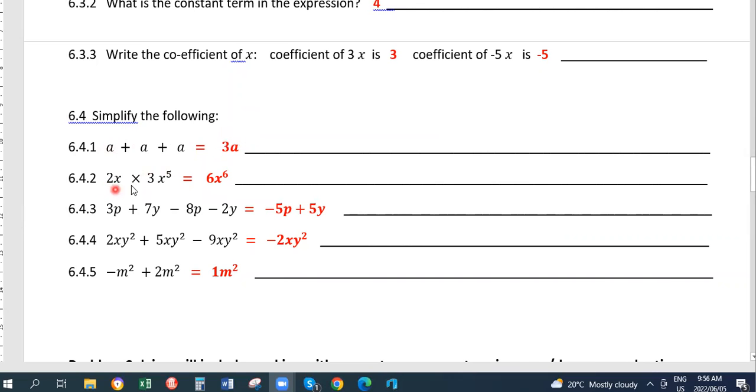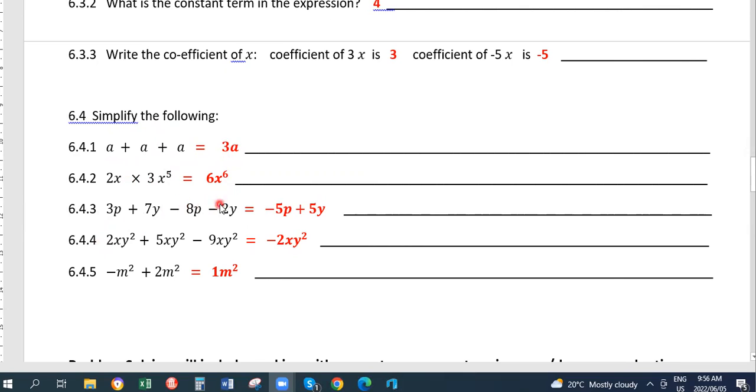Now here, we're multiplying. 2 times 3 is 6. X, we are multiplying. So x times x will be, there's a 1 here. 1 plus 5 is 6. Because we are multiplying, we add the exponents. The rule for exponents is when you're multiplying, you add. When you're dividing, you subtract. It doesn't say anything about this, so be careful. Only when you're multiplying, you add your exponents.